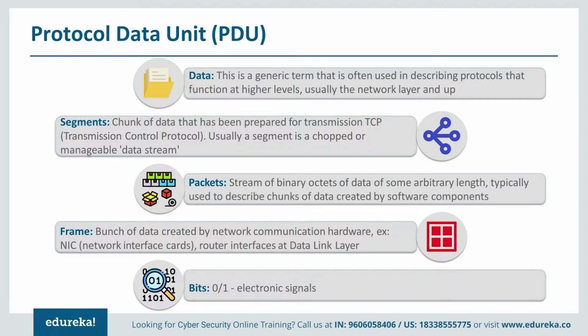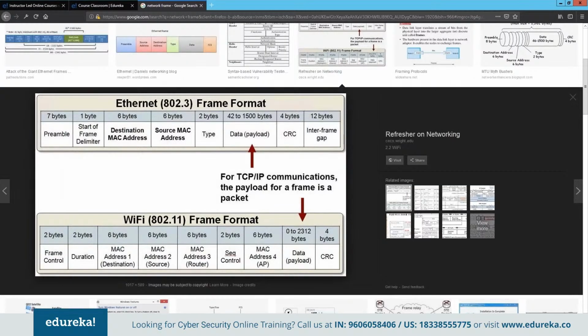The second one is frames. A frame is on layer 2, the data link layer. It's a bunch of data created by network communication hardware, so the NIC card or router interface creates a set of information. This is how a frame looks like. It's the 802.3 frame format, and the 802.11 frame format. The frame format will have the destination MAC address to where the information has to go, and also who is the sender, and the MAC address of the router or access point.